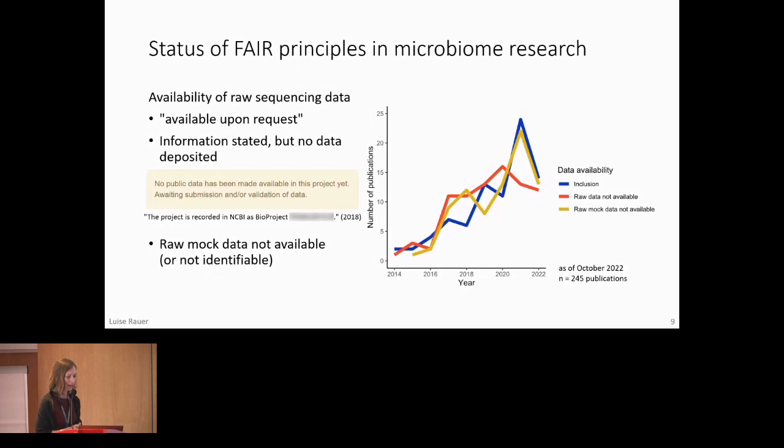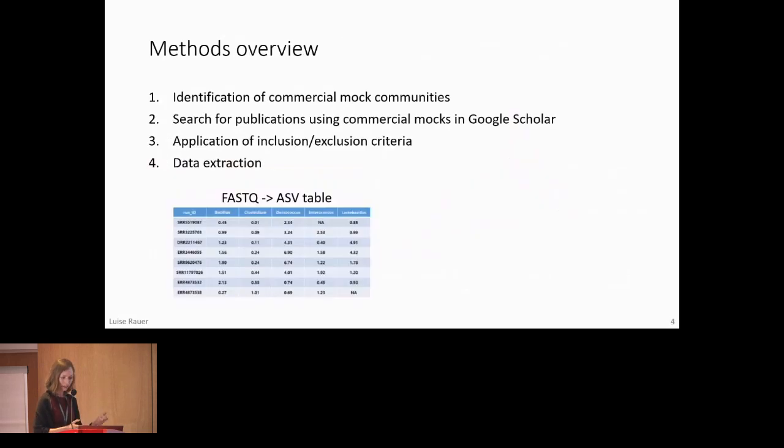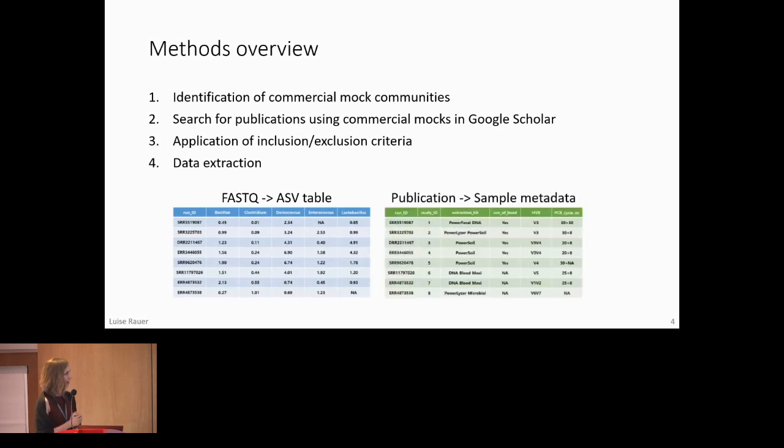Okay, so now we have applied our inclusion and exclusion criteria. Then we were downloading the FASTQ files, processing them jointly to generate a huge ASV table, which just contains the samples and then basically the genera, and then like count data. And then from the publications, we extracted the sample metadata, so how these samples were actually generated.